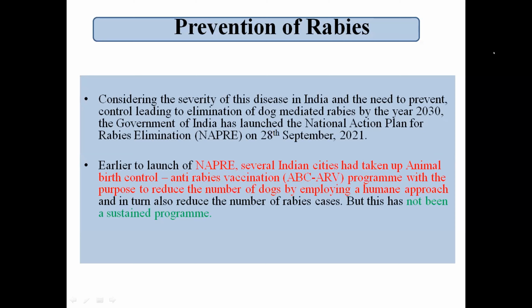So the government launched the National Action Plan for Rabies Elimination on 28 September 2021. Earlier to the launch of NAPRE, several Indian cities had taken up animal birth control, like Dr. Chanchal spoke about the Delhi ABCARV program, with the purpose to reduce the number of dogs by employing a humane approach and in turn also reduce the number of rabies cases. But this has not been a sustainable program, because what is the main reason? It is with the Animal Welfare Board of India. This is the main reason.